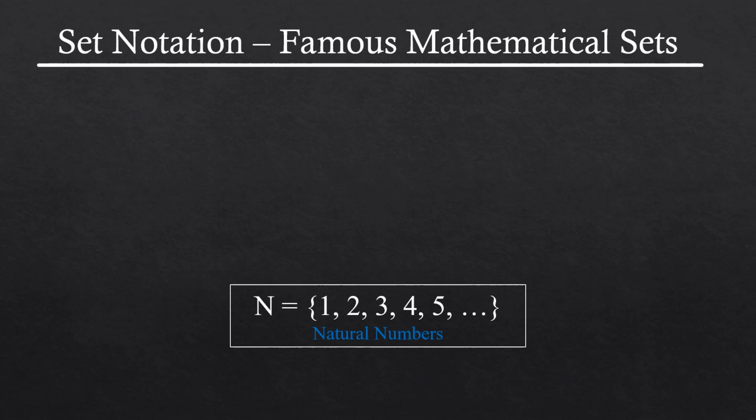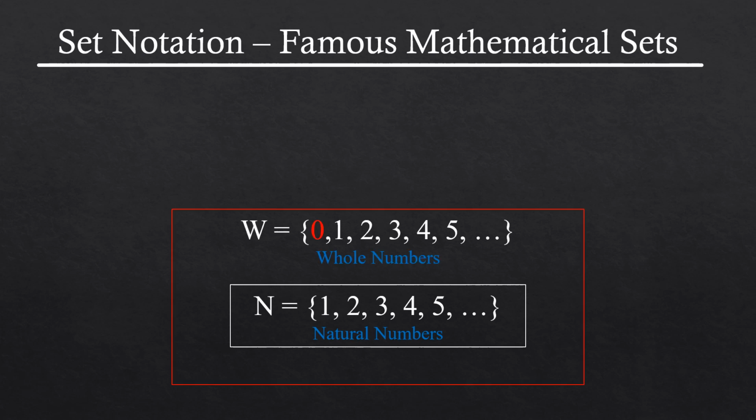All right, so now we're going to take a look at some famous mathematical sets. All of these sets kind of build on each other. The first is your natural numbers. These are your counting numbers, the numbers that you've known since you were 2 years old and started counting. So 1, 2, 3, 4, 5. Now, when you add 0 to the natural numbers, you get the whole numbers.